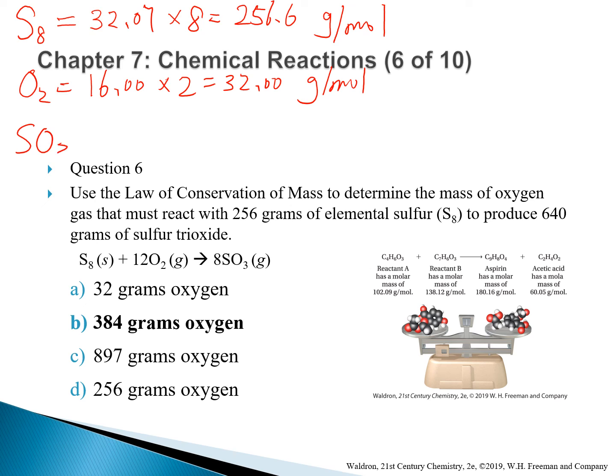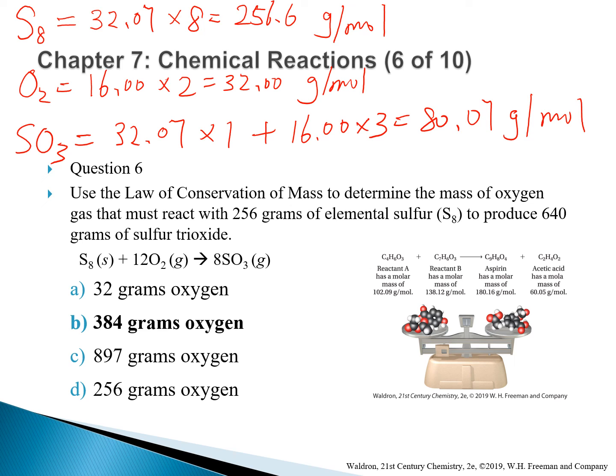Lastly is SO3 with only 1 sulfur, 32.07 times 1 plus 3 oxygen at 16 each. That gives you 80.07 grams per mole. From the question, we want to have 256 grams of elemental sulfur.